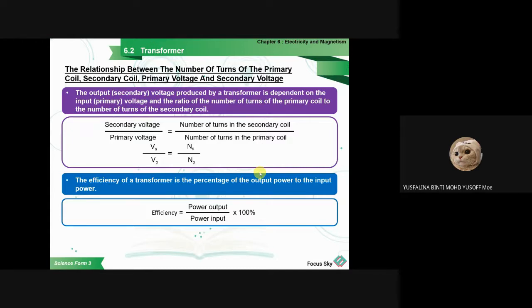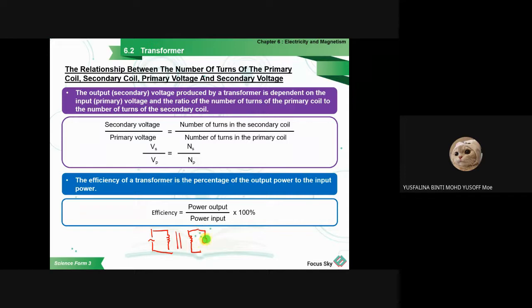Okay, so let's say, if I say just now, I have the alternating current here. Okay, right, so this is the... wait for a moment.